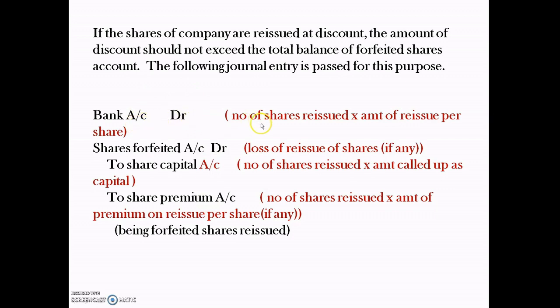In bank account debit, we have to take the number of shares reissued multiplied by the reissue price per share. Next, shares forfeited account debit. In this column we have to take the amount of loss on reissue of shares, if any. To share capital account, in this column we have to take the number of shares reissued multiplied by the amount called up as capital. Next, to share premium account, in this column we have to take the number of shares reissued multiplied by the amount of premium on reissue per share, if any. So like this we have to make the entry, being forfeited shares reissued.